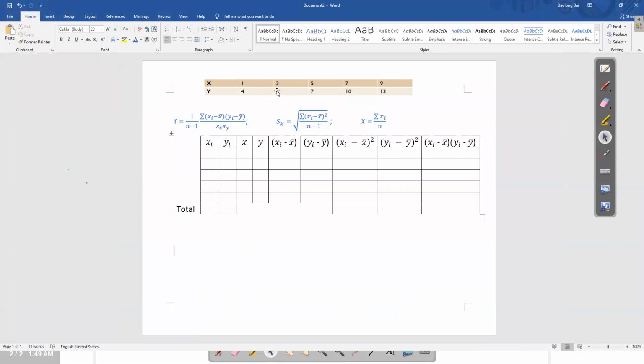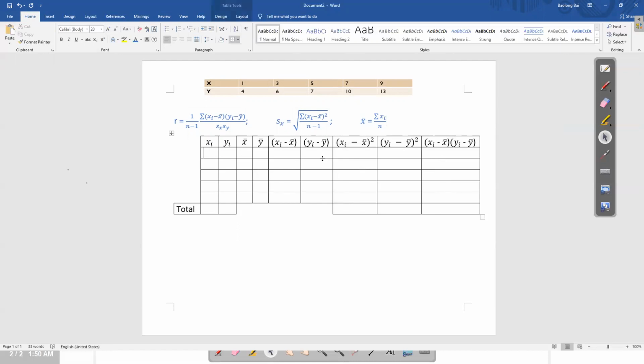Suppose we have values x and y, and they're given. It's a small data set. When x equals 1, y equals 4 for the first individual. Second individual, x equals 3, y equals 6, and then 5 and 7, 7 and 10, and 9 and 13. We have all the formulas we learned so far: mean, standard deviation, correlation. We need to use all of them. To calculate correlation, we need to make a worksheet. It's going to be a little bigger than the worksheet we had before, because we have two variables instead of just one.